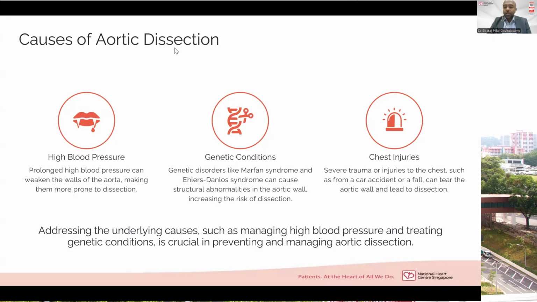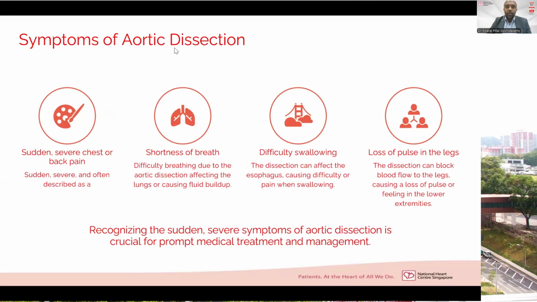Chest injuries. We live in Singapore, so our main form of chest injury will be a road traffic accident. All this deceleration and acceleration causes a lot of damage to the aorta. And the most common symptom will be severe tearing chest pain.